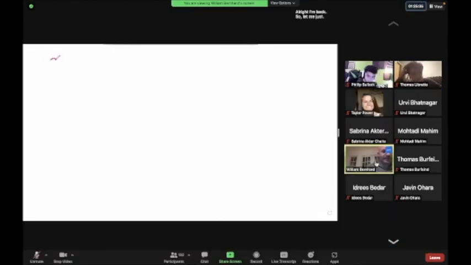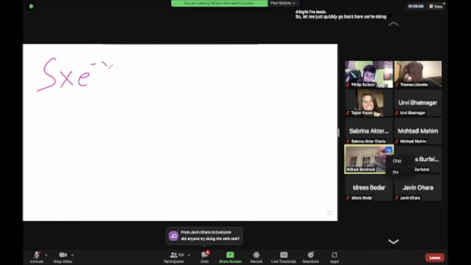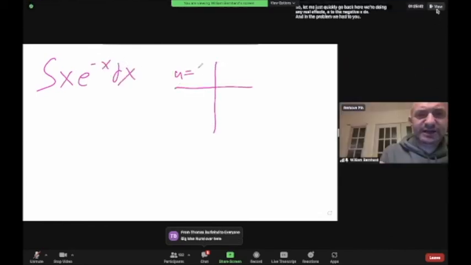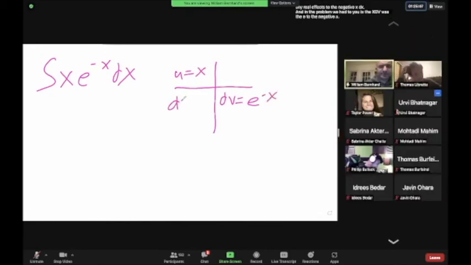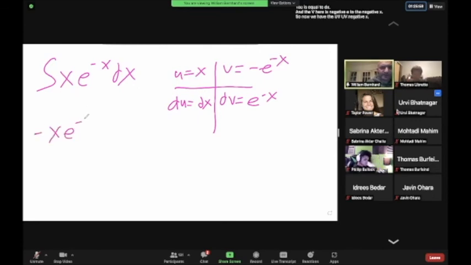So let me just quickly go back here. We're doing the integral of x e to the negative x dx. And in the problem, u was x, dv was e to the negative x, du is equal to dx, and v here is negative e to the negative x. So now we have uv, negative x e to the negative x, minus the integral of v du. So that became plus the integral of e to the negative x dx.